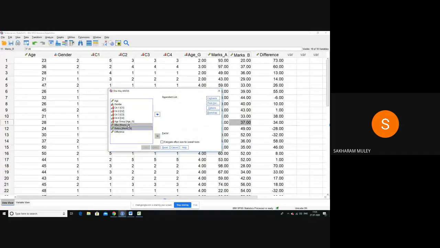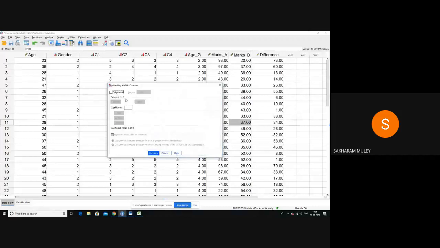First we will take after marks, and here it is the factor. So age group is the factor. Remember that I am not choosing age, I am choosing age group. Contrast we will not go for. We will keep ourselves at a simple level.